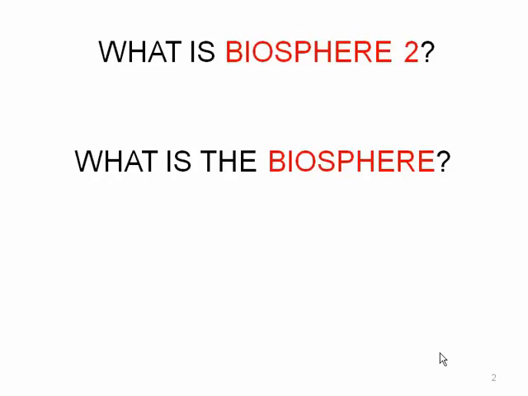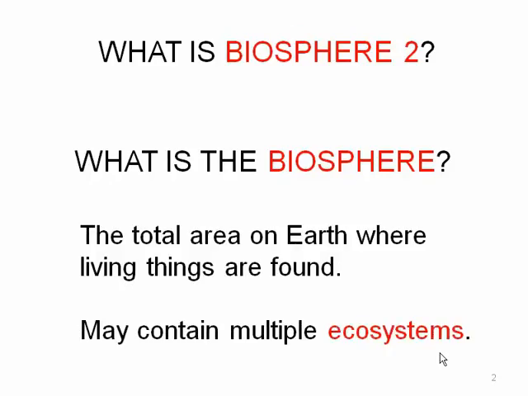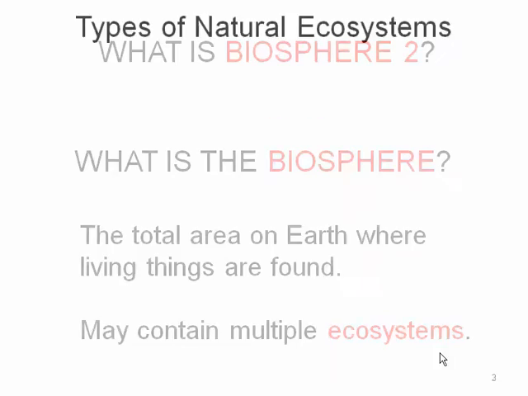So what is the biosphere? It's the total area on Earth where living things are found. So obviously large places in Antarctica or the Greenland ice sheets don't have much in the way of living systems, other than transient animals perhaps, or certain algae and things that may grow on the snow. But for the most part, the Earth system has multiple different ecosystems, and we'll talk about those.